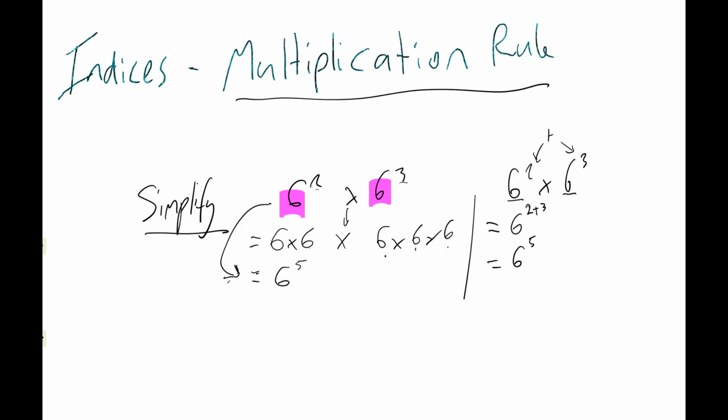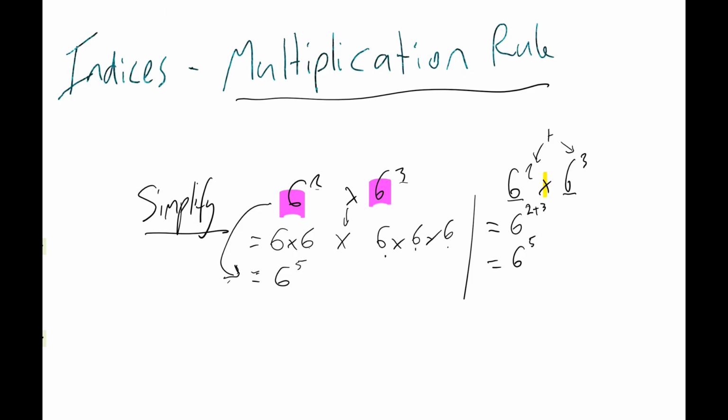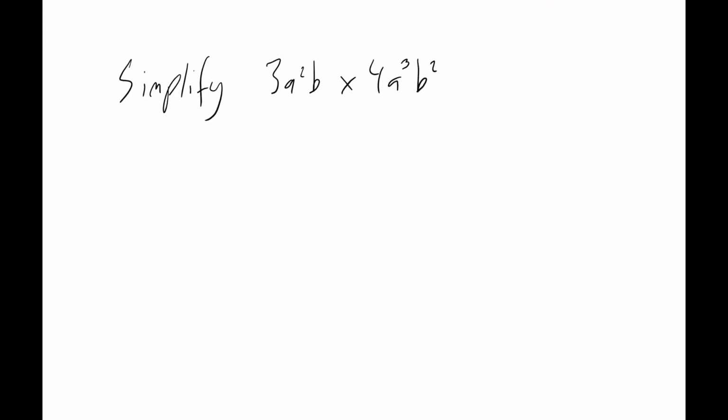So when you have a multiplication in the middle, then you add the two indices if the bases are the same. Let's try it out with a more complicated question. Here is our more complicated question. Simplify 3a squared b times 4a cubed b squared.